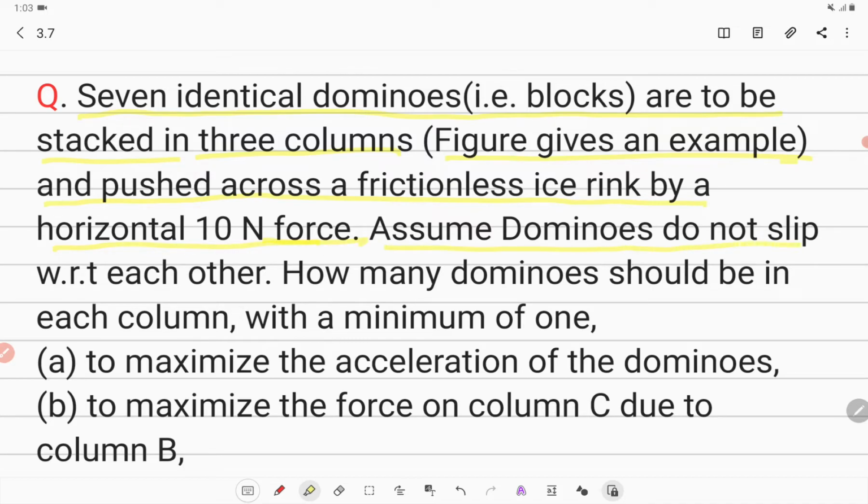Assume dominoes do not slip with respect to each other. So they are always in contact. There is no slipping between them. How many dominoes should be in each column with a minimum of 1?